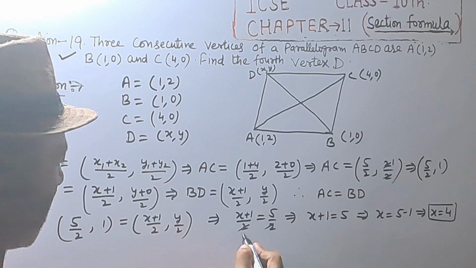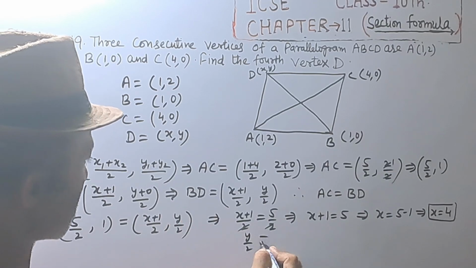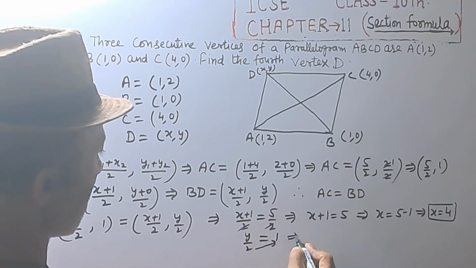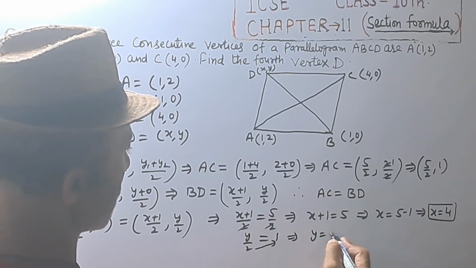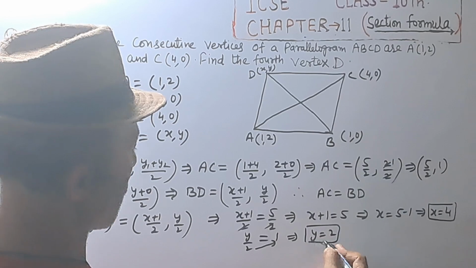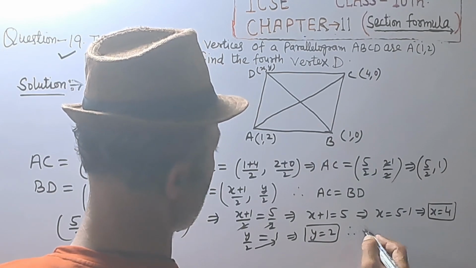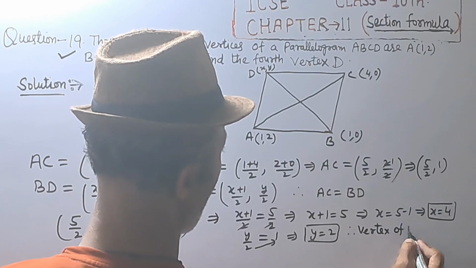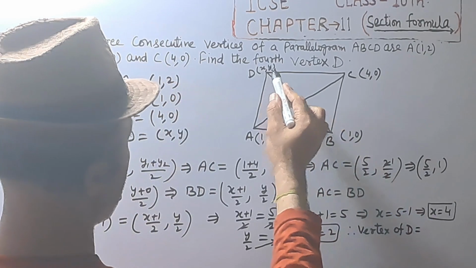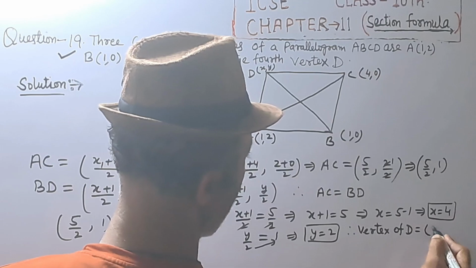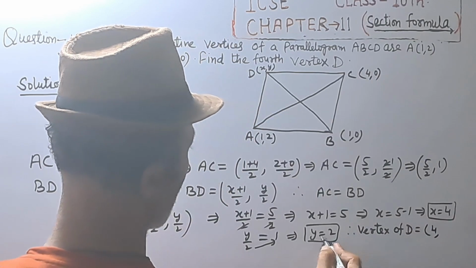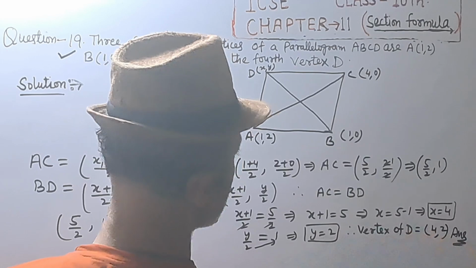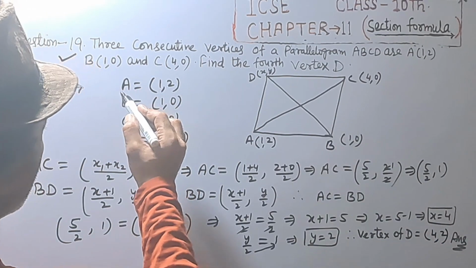And second point, that is y upon 2 is equal to 1. So y is equal to 2, 1s are 2. So vertex of D, that is (x, y), x is equal to 4, y is equal to 2. Answer.